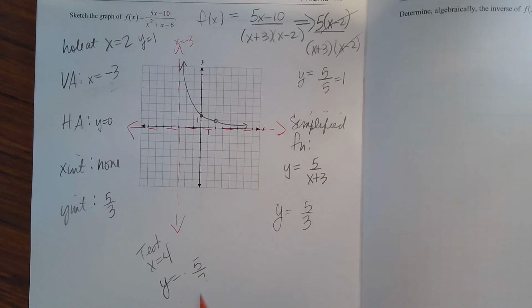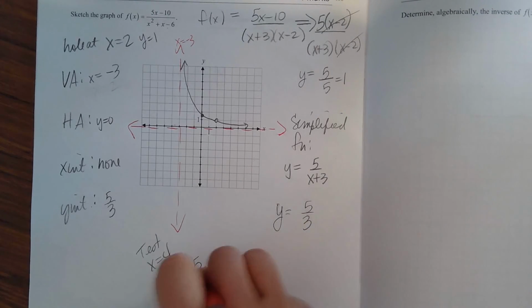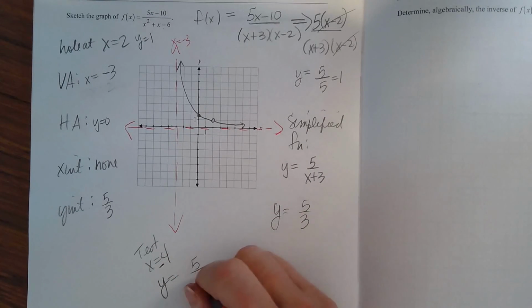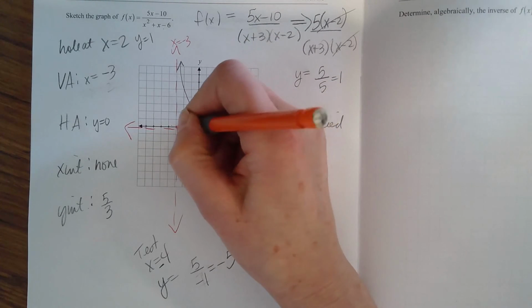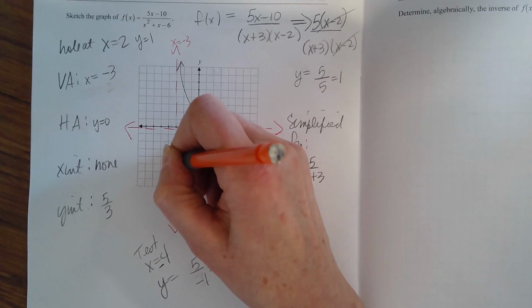5/7. Okay. Oh, sorry, thank you. -4 plus 1, that's -1. -5. So 1, 2, 3, 4. 1, 2, 3, 4, 5.